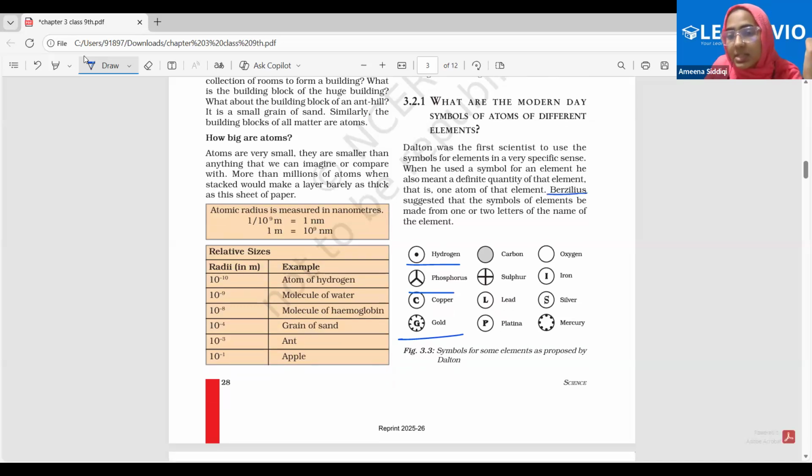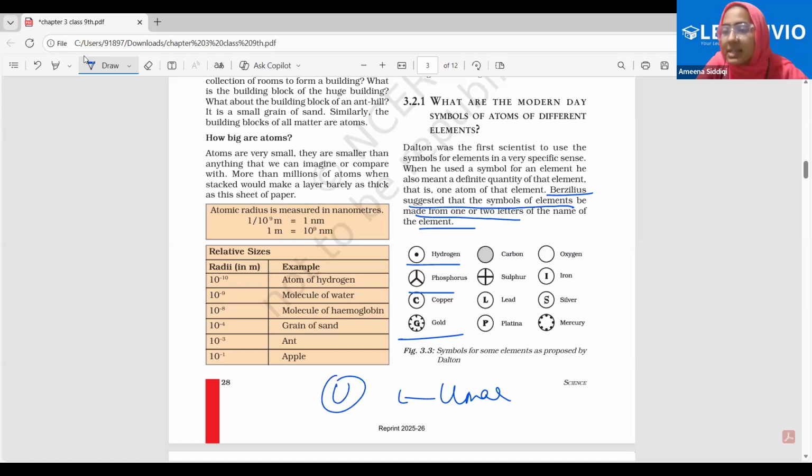Then we had J.J. Berzelius. J.J. Berzelius suggested that the symbols of elements be made from letters. What did J.J. Berzelius say? Instead of assigning some other symbols, whatever is the name of the element, we write that name and we take the first or the second letter for the symbol. Let's suppose you are Omar. So how will we take your symbol? Since your first letter is O, we will take your symbol as O. Is that understood? Yes, ma'am.